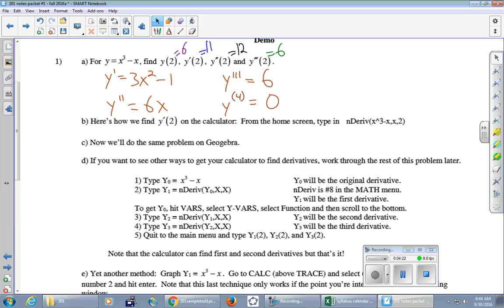Great question. What does the second derivative tell us? What does the third derivative tell us? We're going to explore those questions today. Good. Okay, so we're going to find y prime of 2 on the calculator.